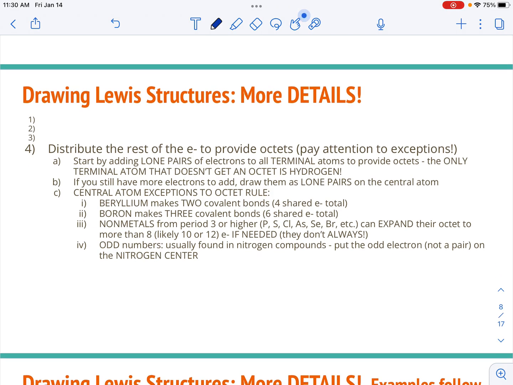After I've put single bonds on every atom so that they're all attached to the central atom, now I'm going to start distributing electrons to account for the octets that these atoms will need. There are some exceptions, I'll talk about them in a minute, but you definitely need to start always by adding lone pairs of electrons to terminal atoms. Once you've bonded the terminal atoms, which are the non-central atoms, you want to start adding lone pairs to the terminal atoms to provide octets for them.